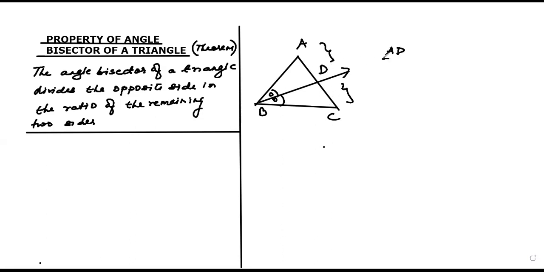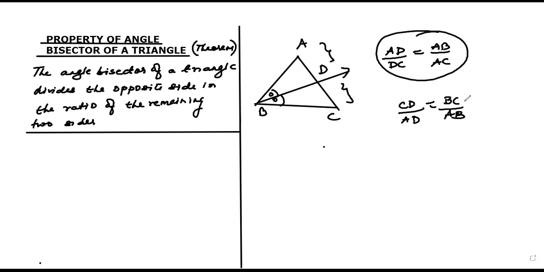That means the ratio of the divided parts is equal to the ratio of the remaining sides. See, AD is in the numerator, DC is in the denominator, then you take AB upon AC. Suppose you take CD in the numerator, CD upon AD, then it will be BC upon AB. Are you getting me here? So the angle bisector of a triangle divides the opposite side in the ratio of the remaining two sides. Whenever you see an angle bisector, this formula should come to your mind.